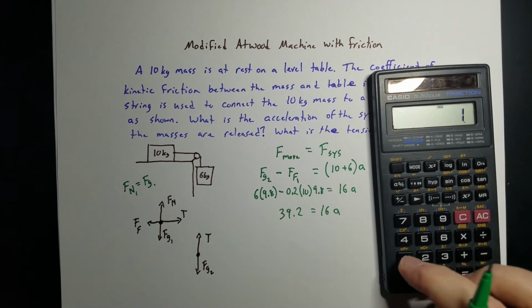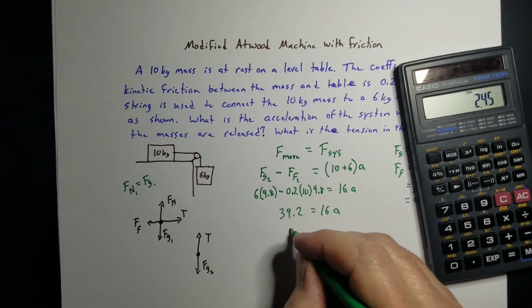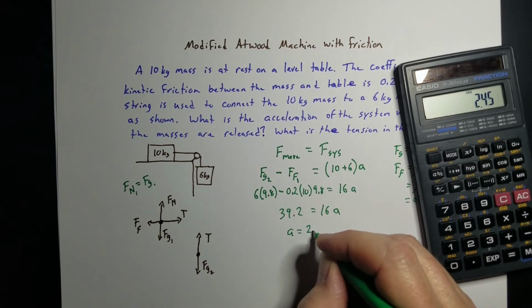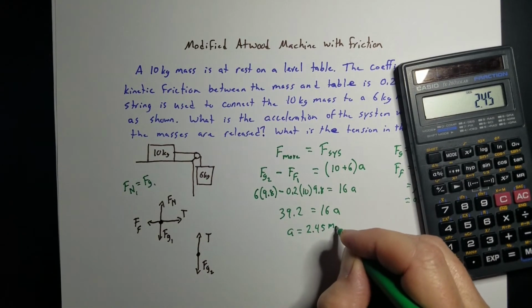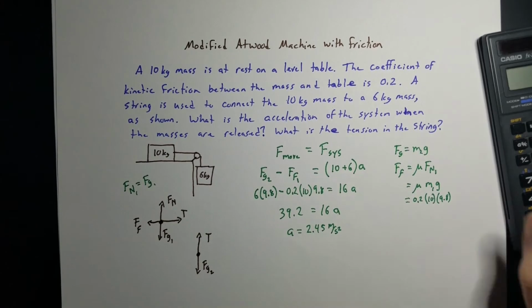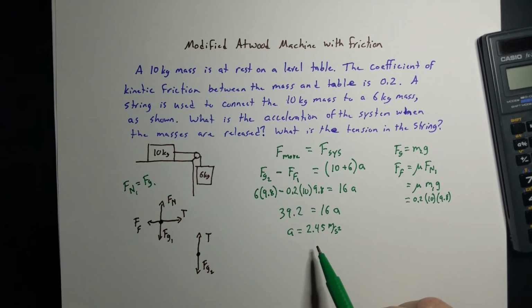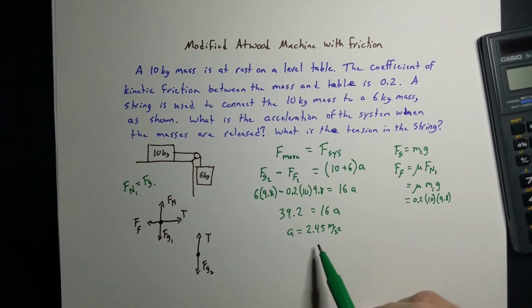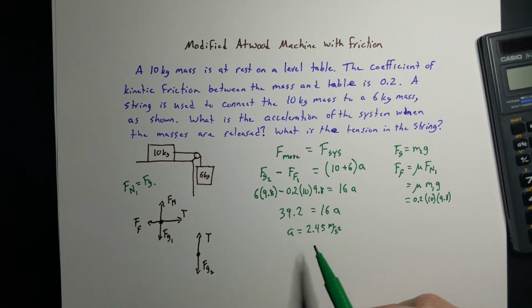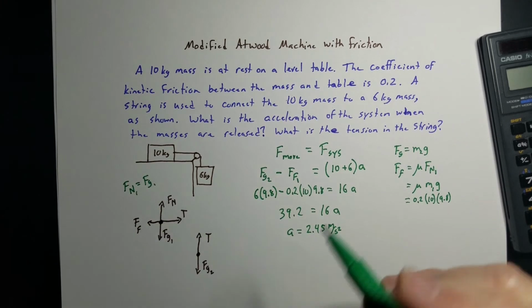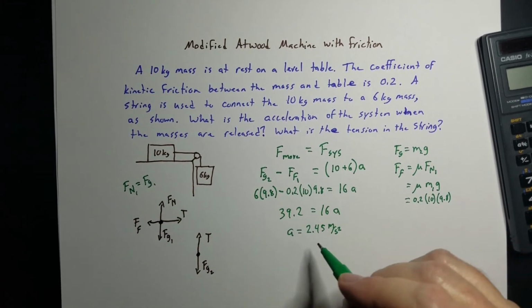So I'll divide both sides by 16, and we get an acceleration of 2.45 meters per second squared. So it was the same setup as last time, but now there's friction. Well, my acceleration has to be smaller because the other one, the acceleration was 3.68, and that was with no friction between this top block and the table. So any friction is going to slow that down to this.